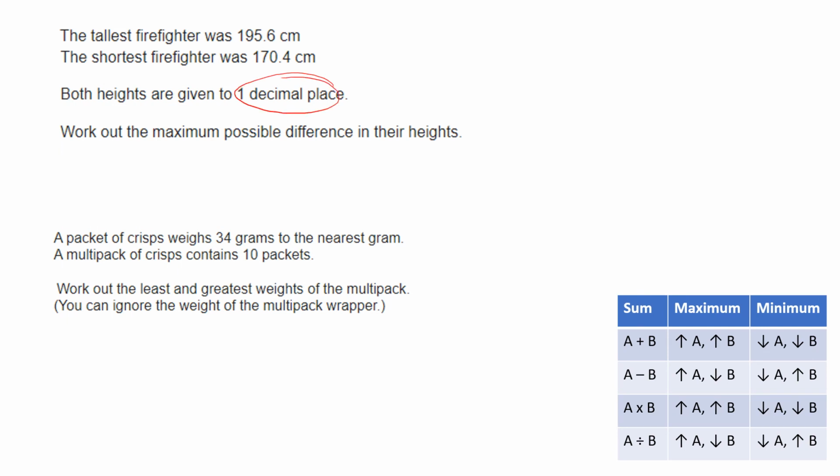We're rounding to one decimal place, which means we rounded to the nearest 0.1, which means if we halve it, 0.05 is what we need to add and take away. So our error intervals for these two firefighters are 195.55 up to 195.65 and 170.35 up to 170.45. Not a lot of range in them, but there we go.